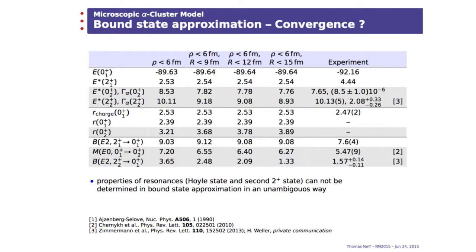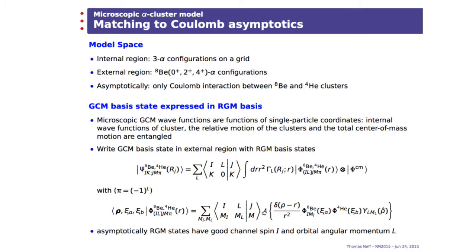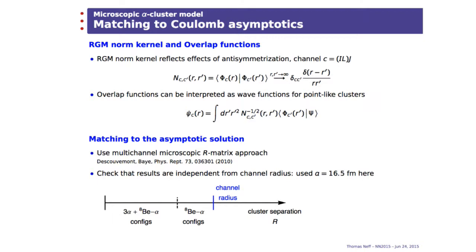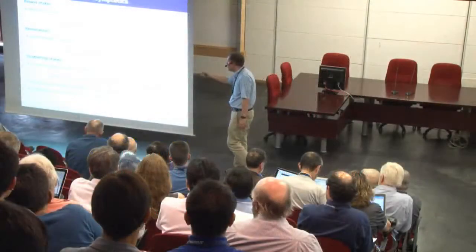So now we include the continuum. I won't go into the details, but to really do the matching, you have to transform the GCM into an RGM wave function. In the end, you have a model space where, in the internal region, you have all these free alpha configurations. Then you have an intermediate region where you only have beryllium 8 plus alpha, which you then match at the channel radius of 16 Fermi to the asymptotic world of point-like beryllium 8 and alpha clusters. For bound states, you match to the Whittaker functions. For resonances, you match to purely outgoing Coulomb wave functions, so this is a Gamow wave function.